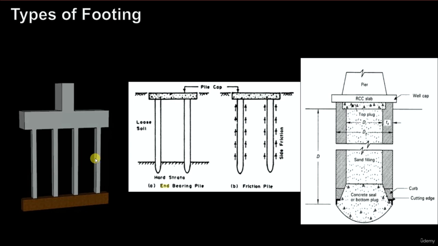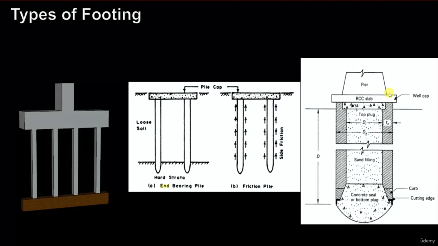In pile foundation, there are two types, end-bearing pile and friction pile. This is another type of deep foundation. This one is called caisson foundation or well foundation. In this also there are three types. First one is open caisson, second one is box caisson, and third one is pneumatic caisson.